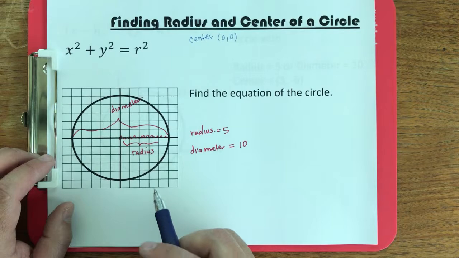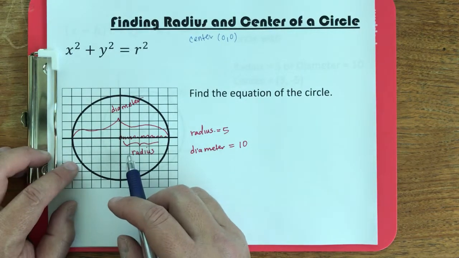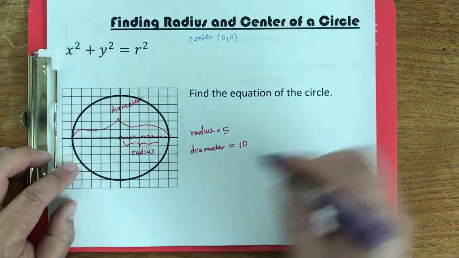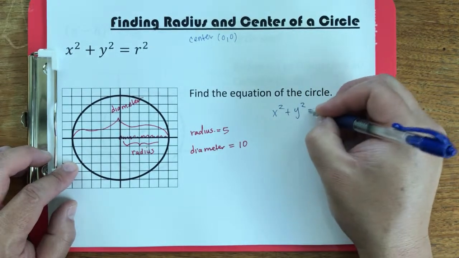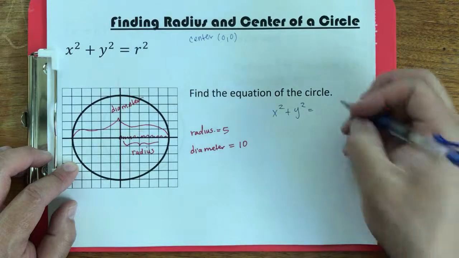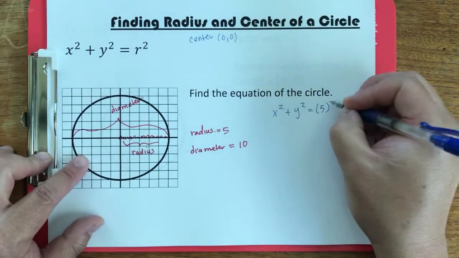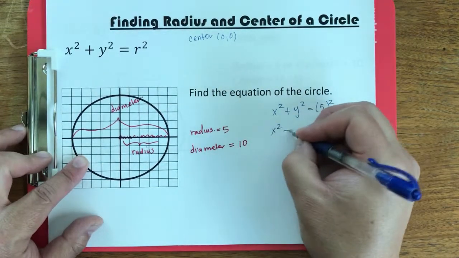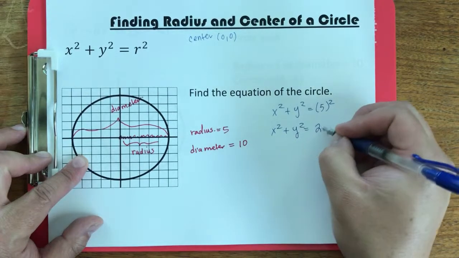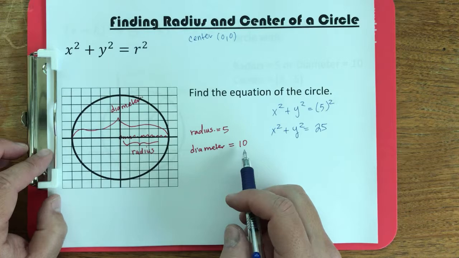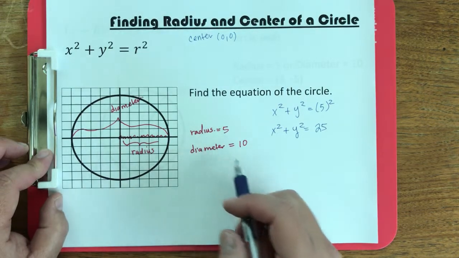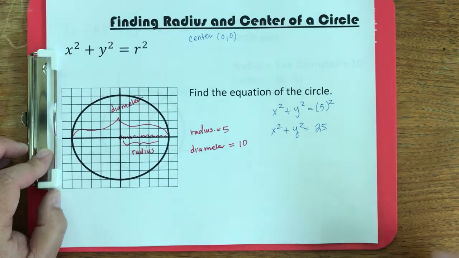So if we were to find the equation of this circle, we would use x squared plus y squared, and then we would just plug in whatever our radius is. And if we clean this up, we get 25. So if someone ever gave you the diameter, in order to find the radius, you just divide it by 2 and then plug it into this formula.